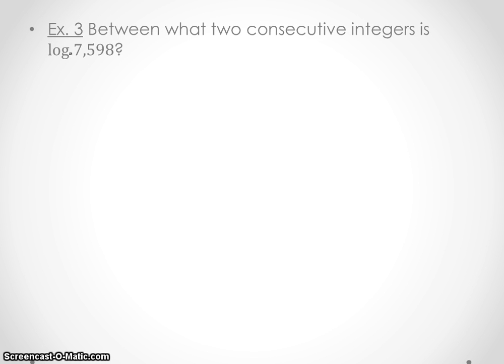All right, welcome back. So, example 3 says, between what two consecutive integers is log of 7,598? Since we know this is a common log, so it's log base 10 of 7,598, we're going to see what powers of 10, because that's what we were doing in the last video, what power of 10 makes this number.